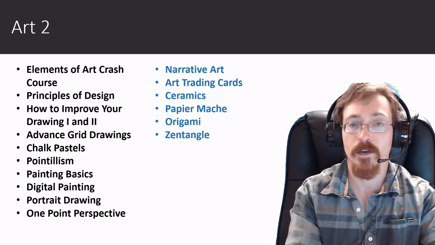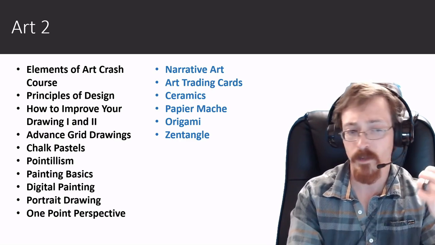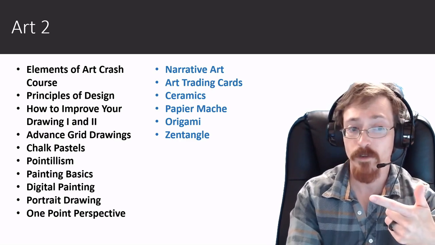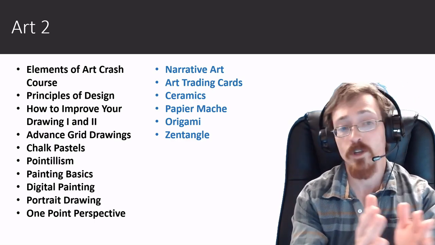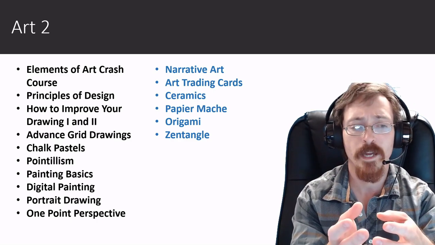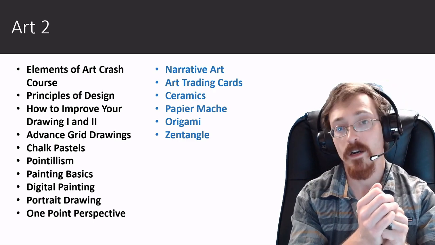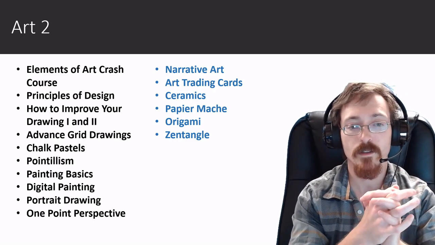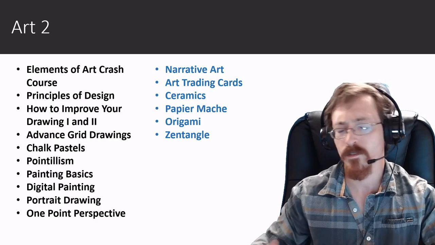Then we go into how to improve your drawing. So we have several drawing lessons, including a part 1 and a part 2 of how to improve your drawing. We go into more advanced grid drawings, chalk pastels, pointillism, the basics of painting and mixing paints, portrait drawings, and then we get into 1-point perspective. Again, the list on the right includes lessons that we can get to if the time allows.